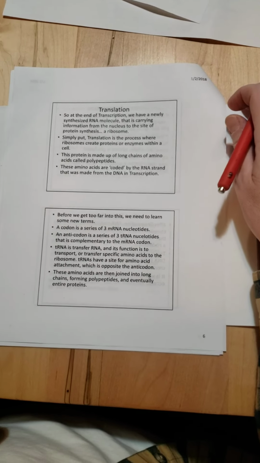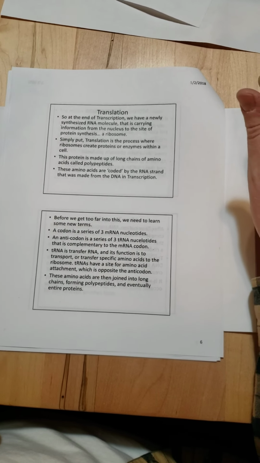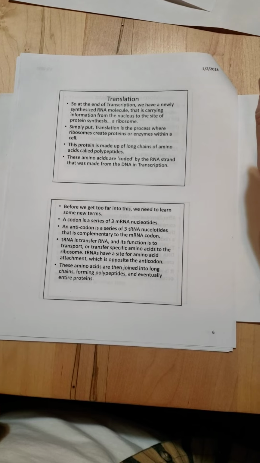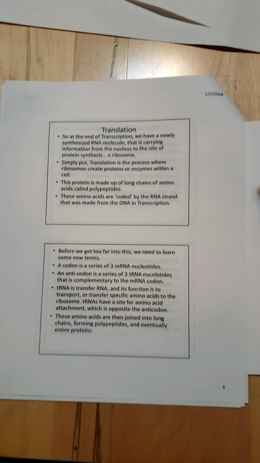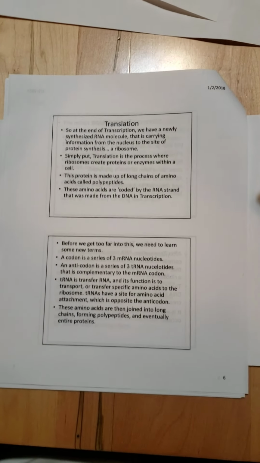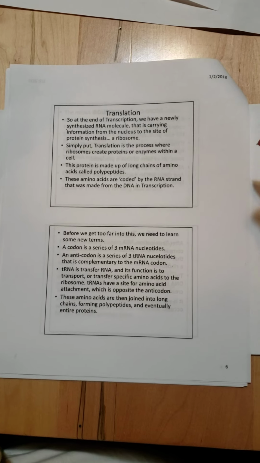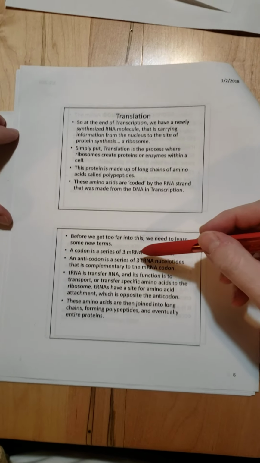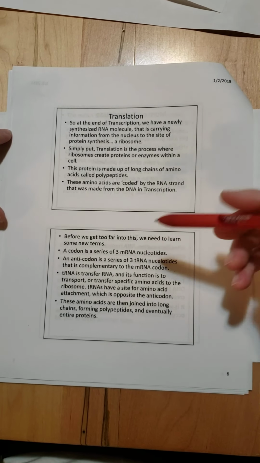Okay, so this is video 2. We're going to start talking about translation, which is the process of taking our piece of messenger RNA and turning it into a protein that can then do something within cells, whatever that protein is supposed to do. We already talked about the word codon. A codon was just 3 mRNA nucleotides.